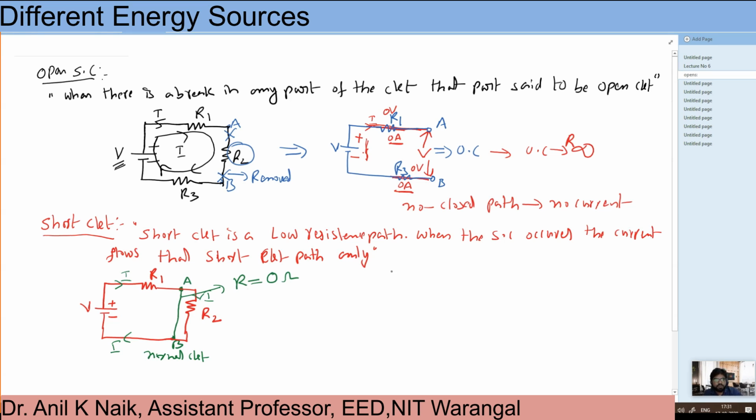You need to remember one point here. Note: the current always tries to flow through the low resistance path.